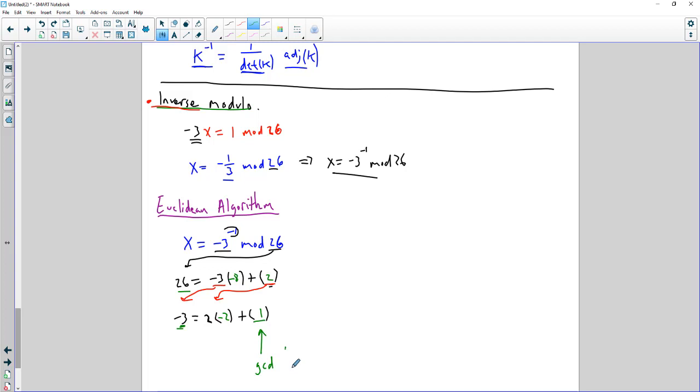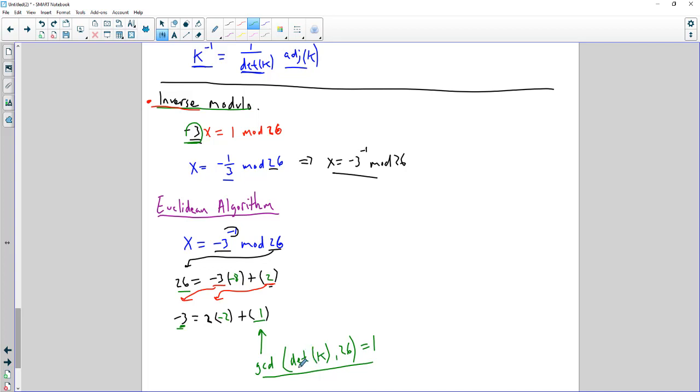The greatest common divisor, you've just proven, between the determinant of K, which we know is -3, and 26, is equal to 1. This is actually important because if this is not true, you can't find the inverse of this number. And if you can't find the inverse of the determinant, you can't find the inverse matrix. There is no inverse matrix, and without the inverse matrix, you can't unlock the cipher text to make the plain text. So if this is not true, the whole thing falls apart.